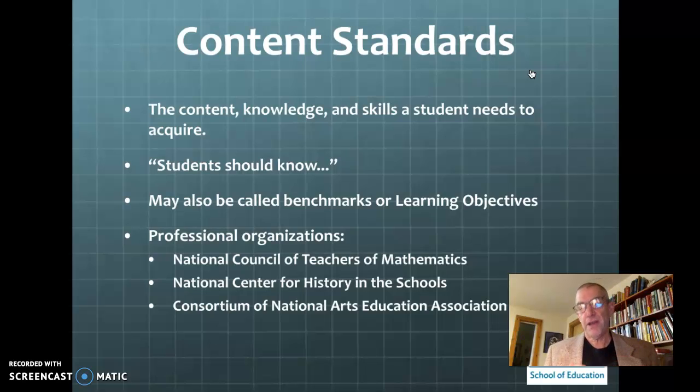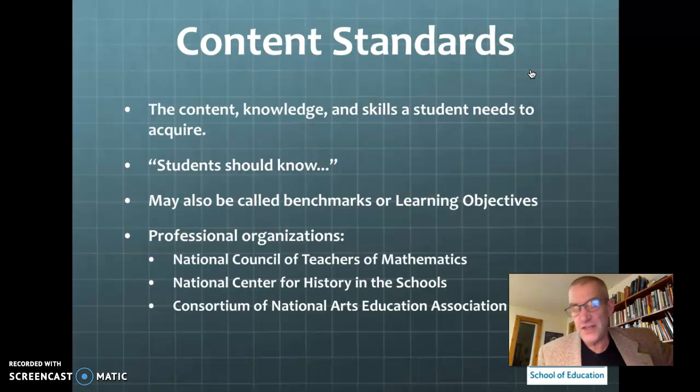Generally, we talk about content standards and performance standards. Content standards are what they sound like. They're what you need to know. Students should know, and that's commonly how they're written. You might also call them learning objectives. The different professional organizations around the country that are organized towards specific subject area content end up being the ones that write these content standards.